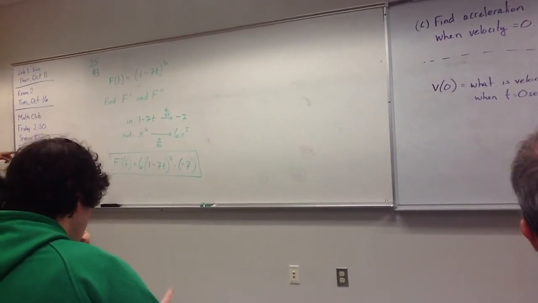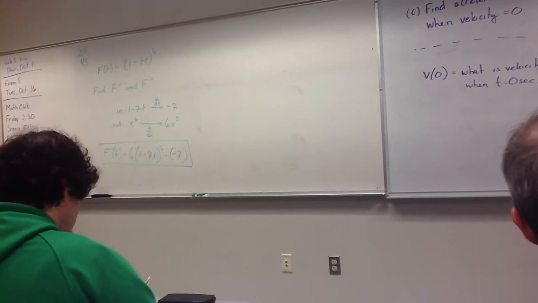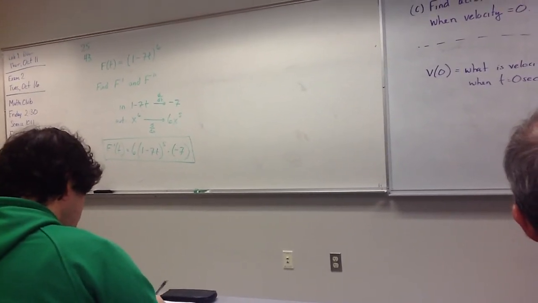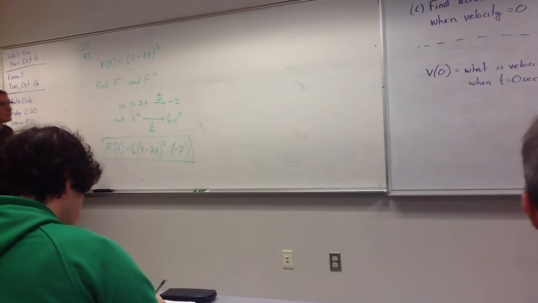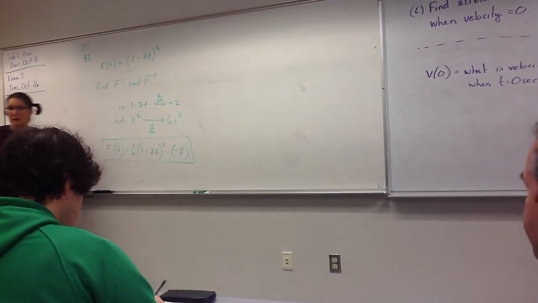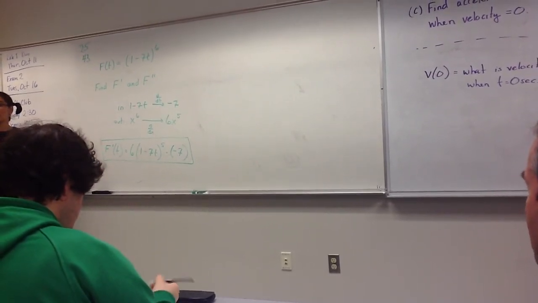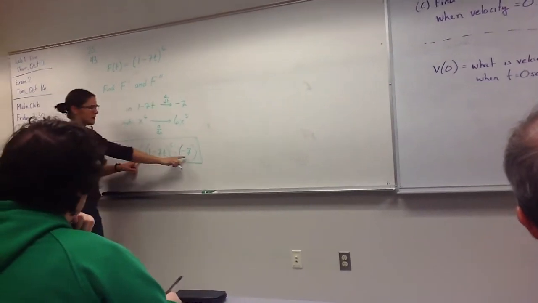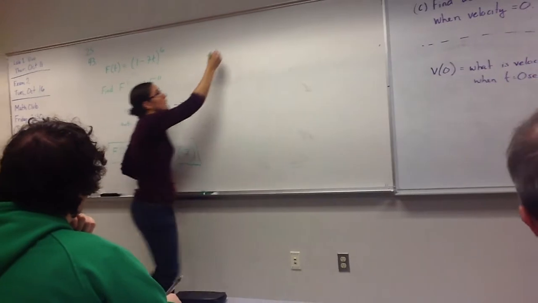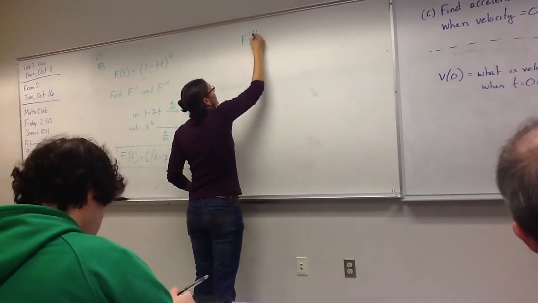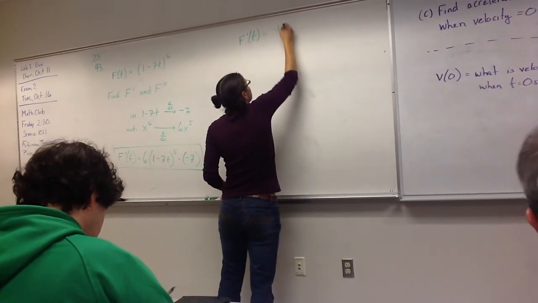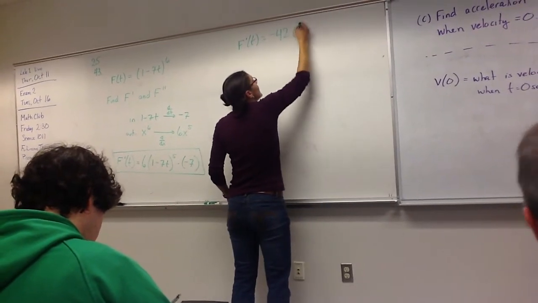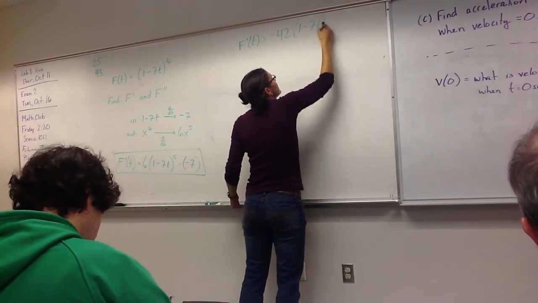Are there any questions about f prime, the first derivative? Okay. Now, when we go to calculate the second derivative, this is where simplifying starts to become useful. So before I start crunching numbers for my second derivative, I'm going to multiply the 6 and the negative 7 together. And so my f prime of t looks like negative 42 times 1 minus 7t to the 5th.